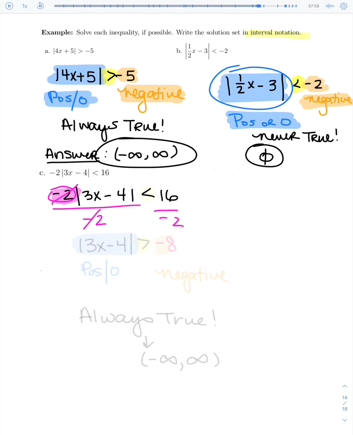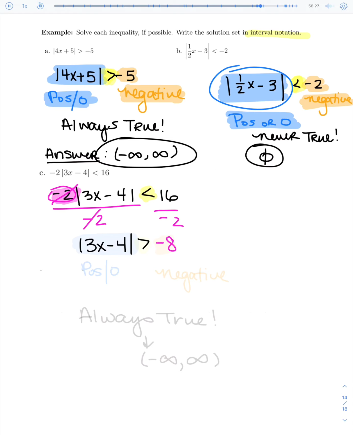But there's a huge problem with doing that. Remember, when we multiply or divide both sides by a negative in an inequality, it's actually going to flip the direction the inequality is pointing. So instead of a less than, it's going to become a greater than. But at least now our absolute value of 3x minus 4 is by itself. And on the other side, we just have a 16 divided by a -2, which is -8.